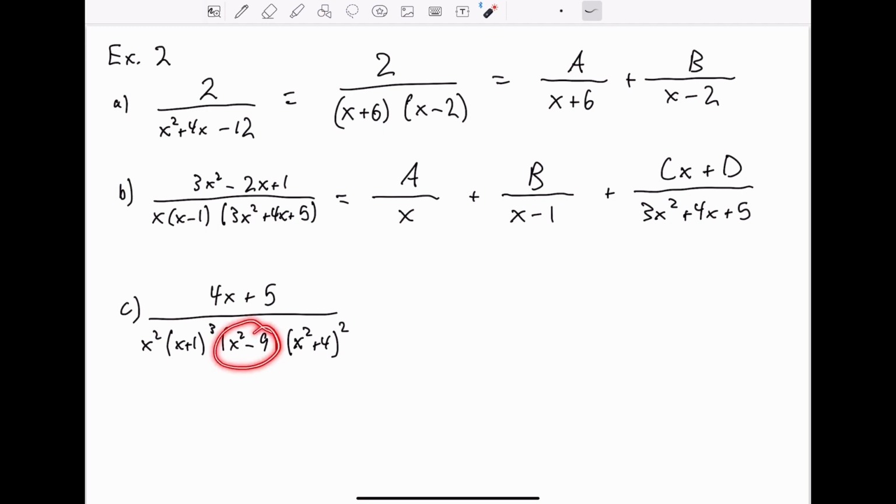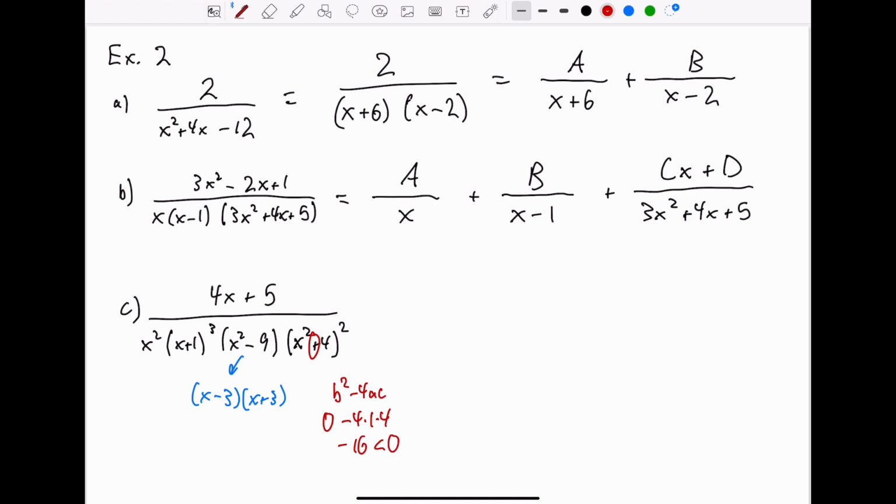What about x squared minus 9? Well, we might recognize that as the difference of perfect squares. I can factor x squared minus 9 as x minus 3 times x plus 3. So that portion can be factored. How about this last factor, x squared plus 4? This is an irreducible quadratic, and if we wanted to check, we could use the discriminant again. The discriminant is b squared minus 4ac, and for this example, b is 0. There's no middle term here. So we have 0 squared minus 4 times 1 times 4, minus 16, that's less than 0, so we cannot factor this final factor. All right, so let's write the form of the decomposition.